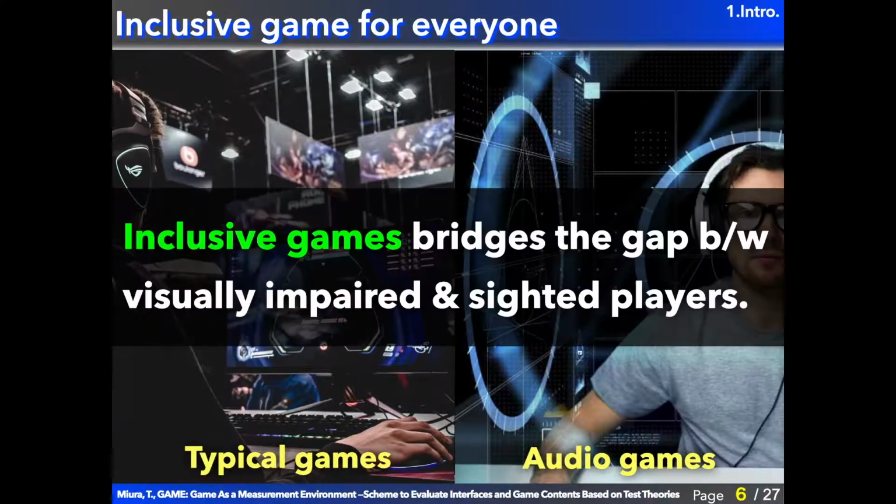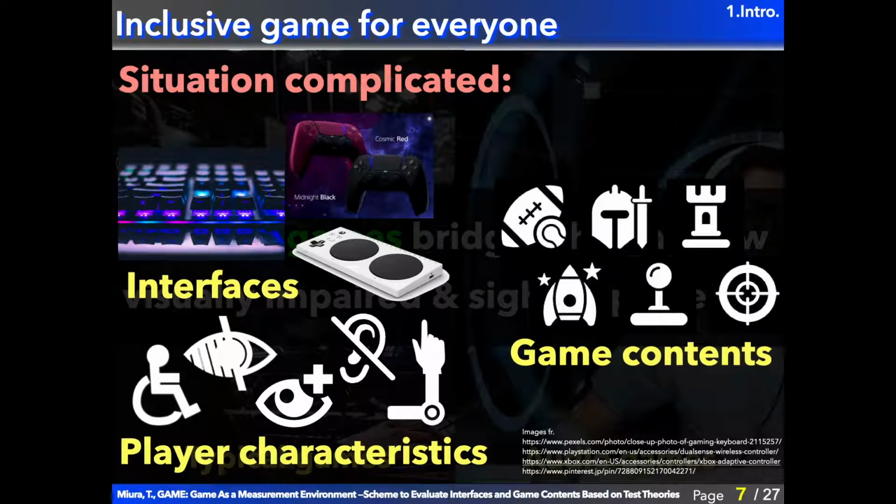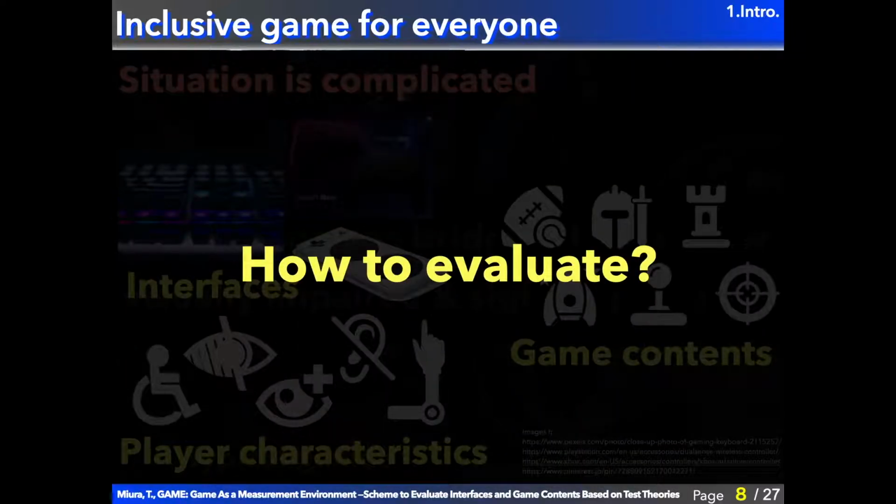To fill the gap between the two, there are an increasing number of inclusive games that gamers can play regardless of their disability conditions. However, to realize the inclusive game for everyone, designing and evaluating such games are complicated. We should consider interfaces, game contents as well as player characteristics. So, it is necessary to establish a scheme to efficiently evaluate them in a short time.